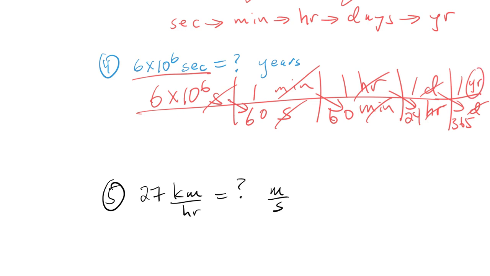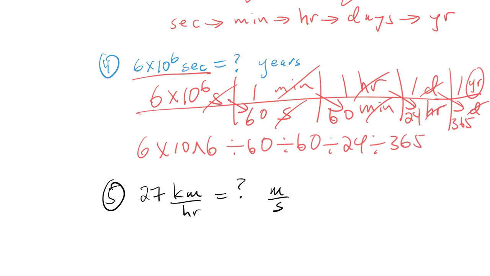So you would do 6 times 10 caret 6, divided by 60, divide again by 60, divide again by 24, divide again by 365. Whenever it's in the denominator, you want to divide, even though you would think multiply. So I get for my answer 0.1902, so it's 0.19 years.